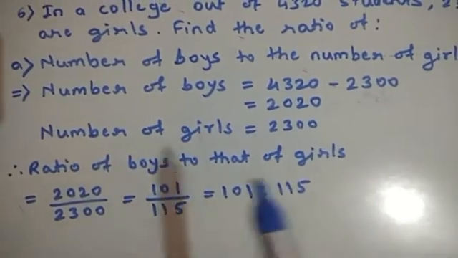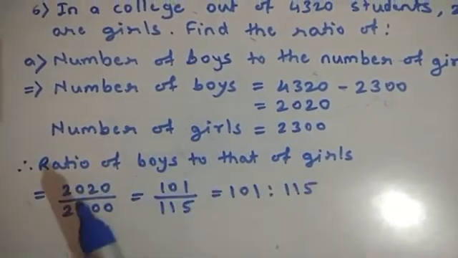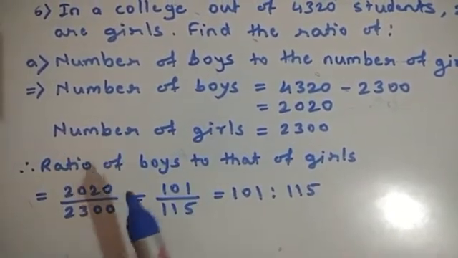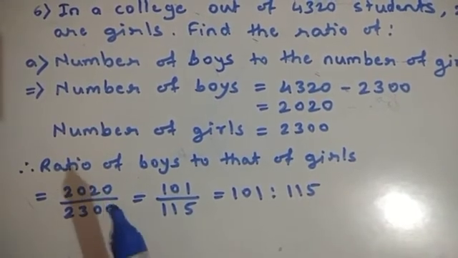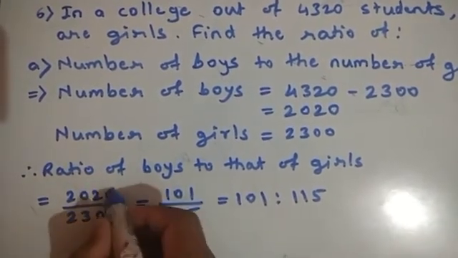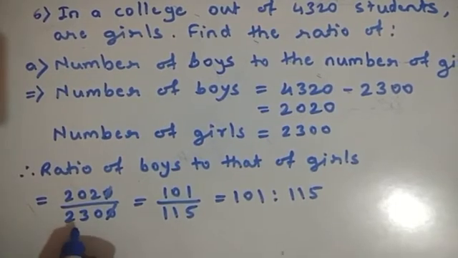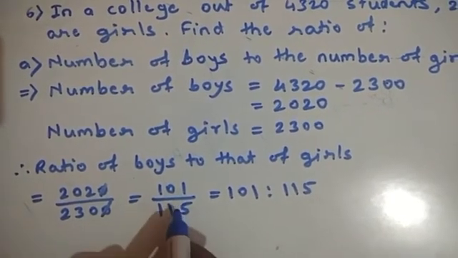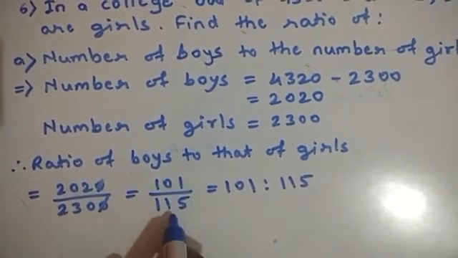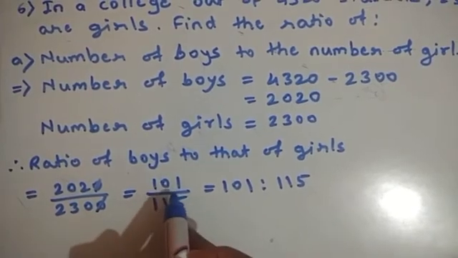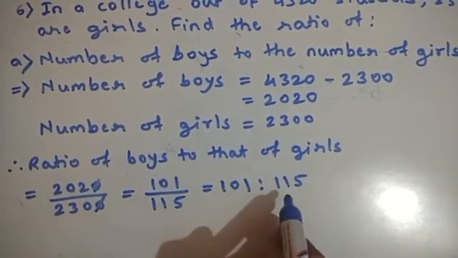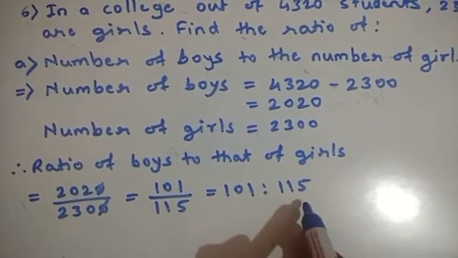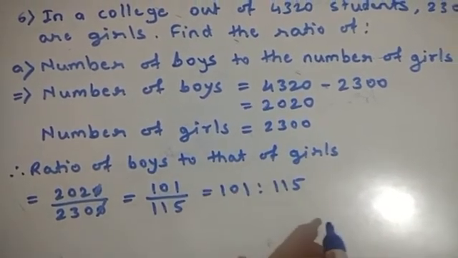Therefore the ratio of boys to that of girls is, what is the number of boys? 2020, girls 2300. Therefore here we can see this 0 cancel, 202 and 230 we can divide both numbers by 2. Therefore it will become 101 upon 115. Therefore this we can write as 101:115. So this is the required ratio of boys to that of girls.